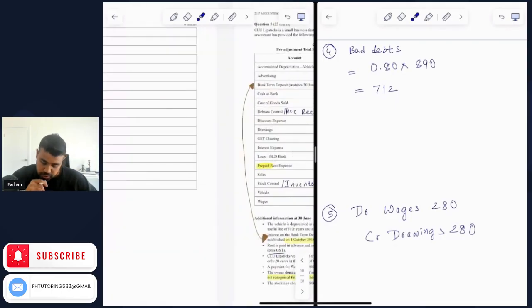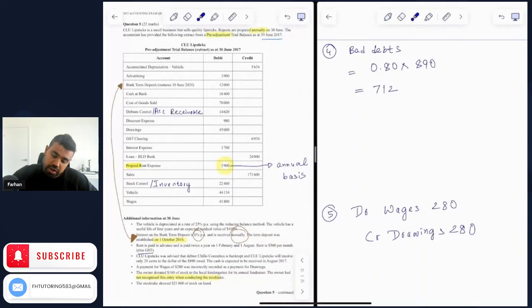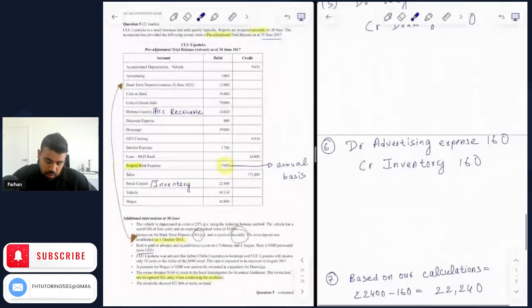So let's move to additional information number 6. The owner donated $160 of stock to the local kindergarten for its annual fundraiser. The owner had not recognized this entry when conducting the stock take. Although the owner has donated some of the inventory, this donation is for the purpose of advertising. You need to see things logically.